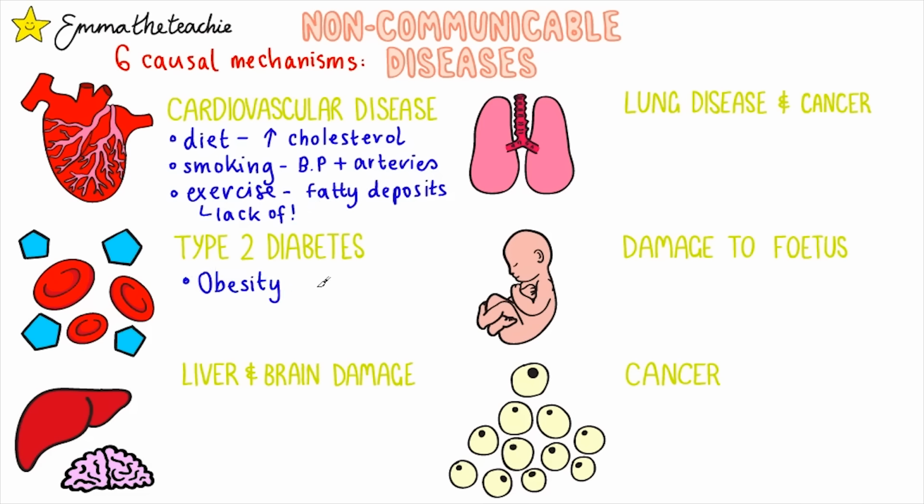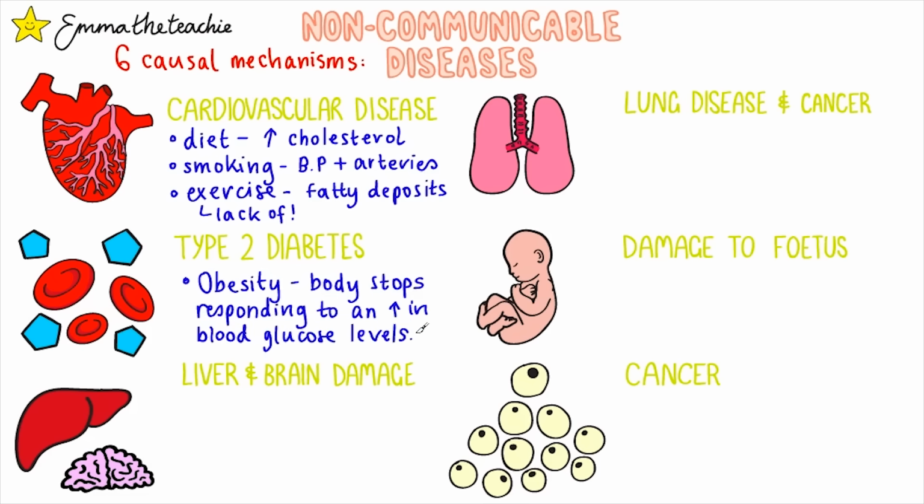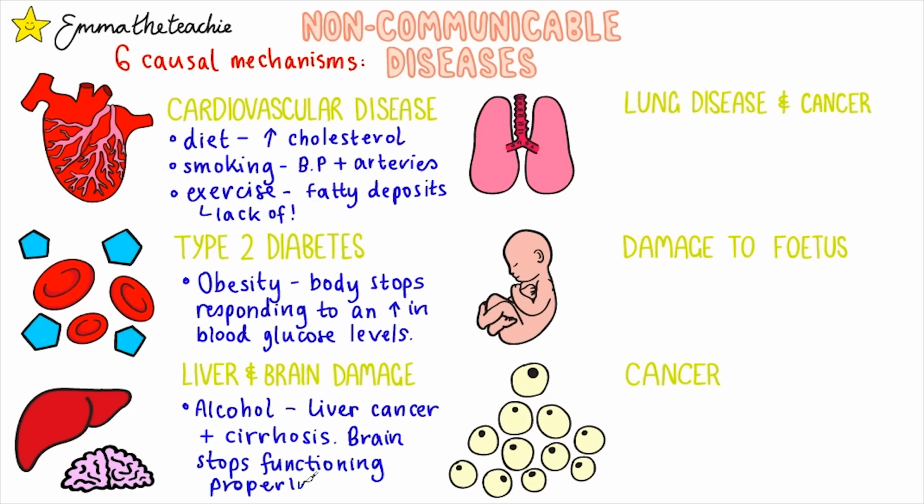Type 2 diabetes can be caused by obesity. The result of this is the body stops responding to an increase in blood glucose levels, which is dangerous. Liver and brain damage are both caused by alcohol. This can cause liver cancer and cirrhosis, which is scarring of the liver. It can also cause brain damage, which stops the brain functioning properly even when sober.